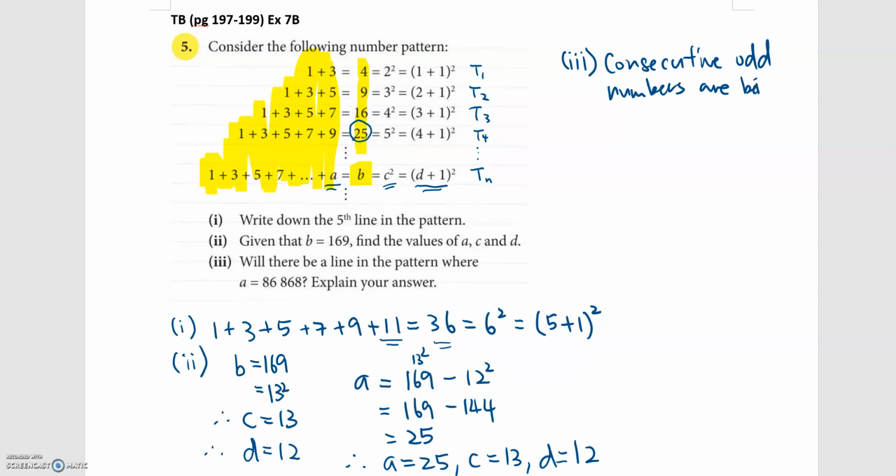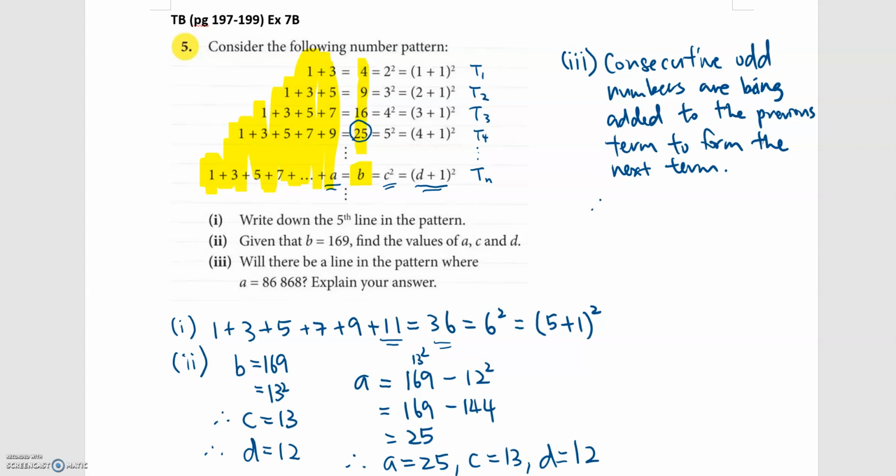So consecutive odd numbers are being added to the previous term to form the next term. So can A be 86868? Obviously it cannot be, because A needs to be an odd number.